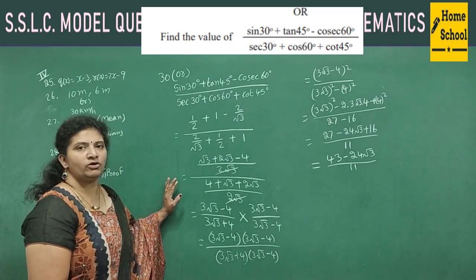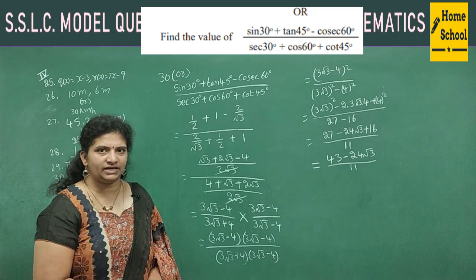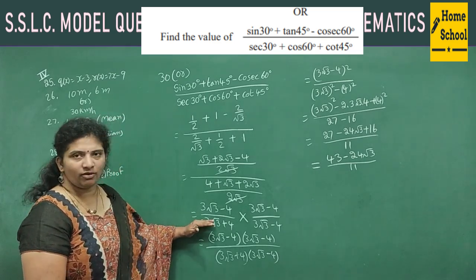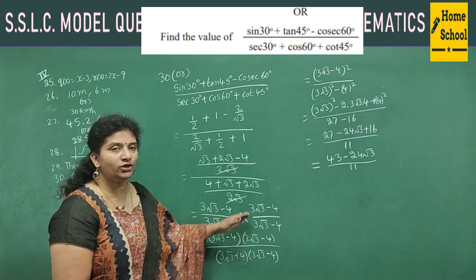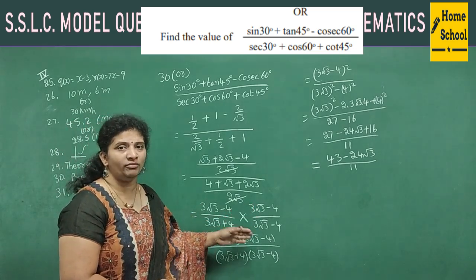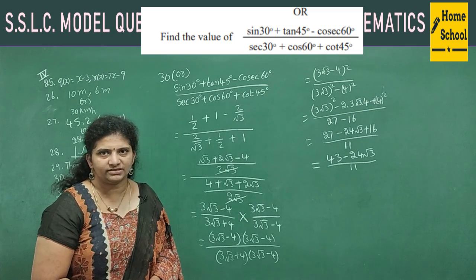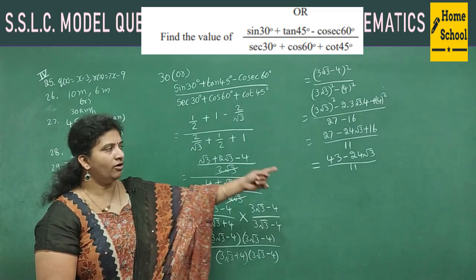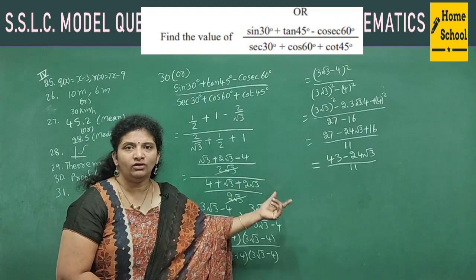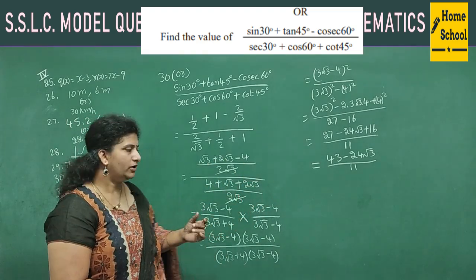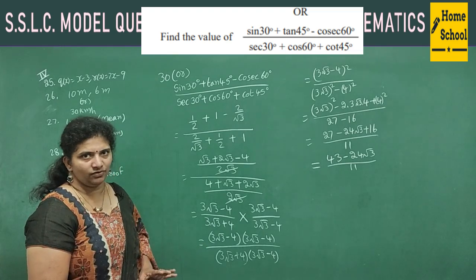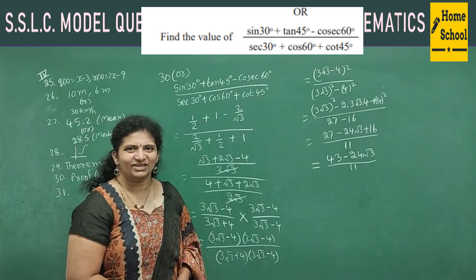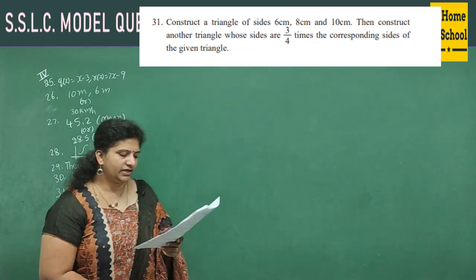See, in this problem, you have a chance of making a mistake. Most of the children will stop the problem here. They forget to multiply the numerator and denominator by their conjugates. See, the denominator should not be in the root form. So bring the denominator to a normal number. Rationalize and do the calculation carefully. Okay. Next, 31st problem.